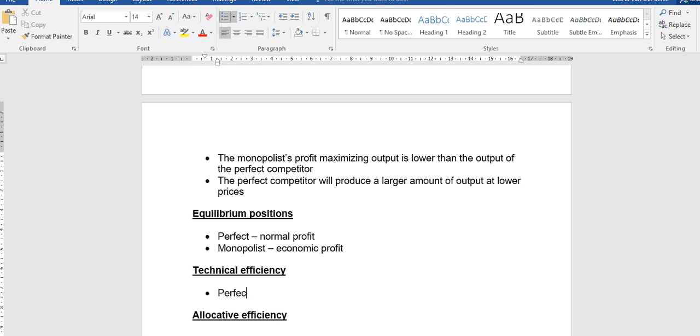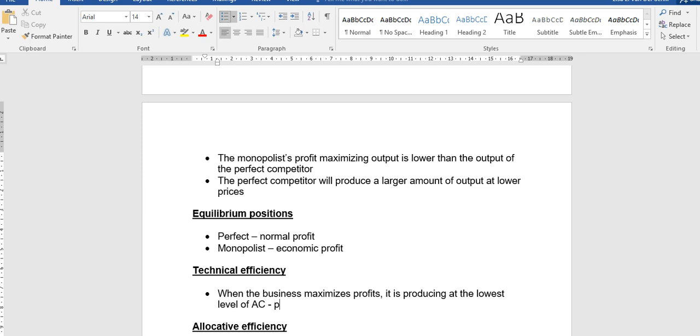Okay, so I just want to show you, first of all, technical efficiency means that when the business, whether it's the perfect market or the monopolist, it doesn't matter, maximizes its profits, it is producing at the lowest level of average cost. This is what technical efficiency means. This is when a firm is technically efficient. If a firm is technically efficient, it means that when he maximizes his profits, he's producing at the lowest possible average cost.